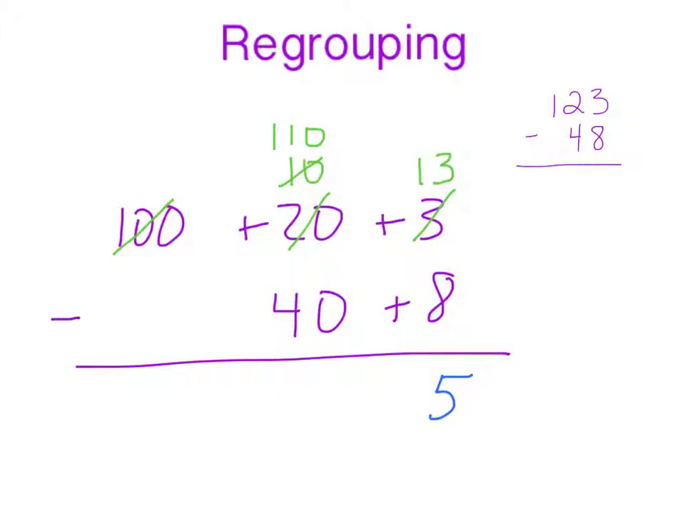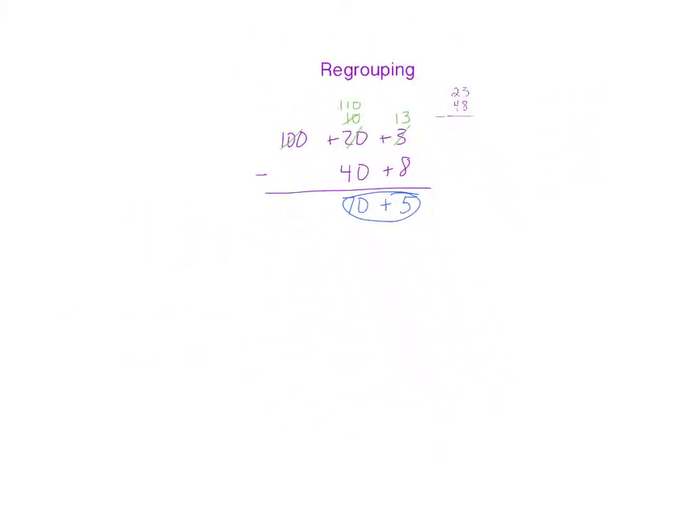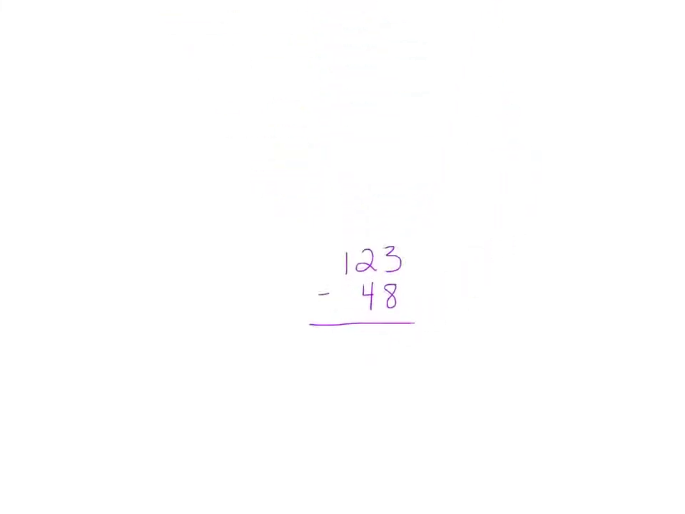I haven't changed this top number at all. I've simply called it by different names. Now, 110 minus 40 doesn't get me a negative number. That gets me 70. The answer to this problem is 75. Once students are used to using this algorithm with expanded notation, we'll go ahead and show them how to do this algorithm with standard notation.